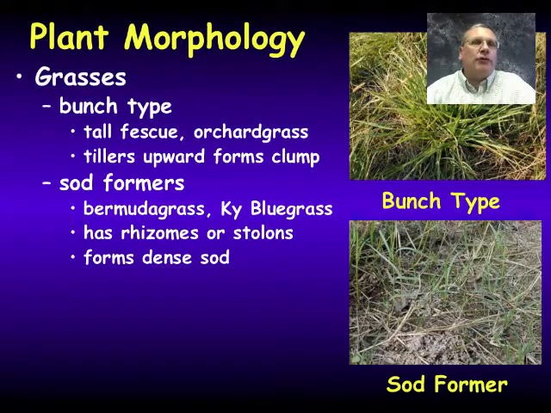And then we have what we call our sod formers, and they include things like Bermuda grass and Kentucky bluegrass, and they have structures called stolons and rhizomes, which are modified stems that kind of grow out and creep along the soil surface, or just under the soil surface. And they tend to spread out and form a very dense sod. One of the nice things about the sod formers is when we have a damage to that sod, they will actually fill that damaged area back in. That doesn't happen with our bunch type grasses like orchard grass and tall fescue. When we have a damage in those sods, we tend to get weeds in those open spaces.